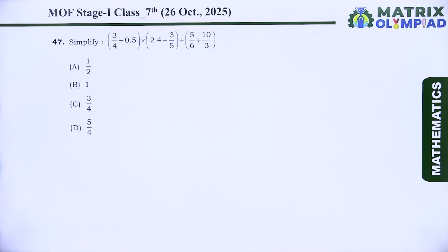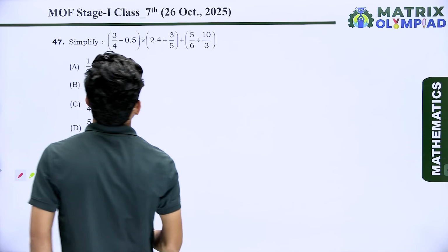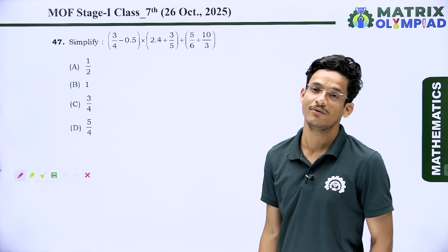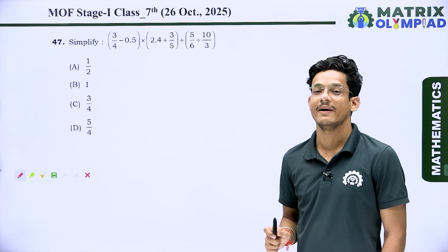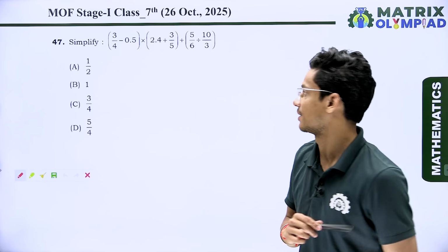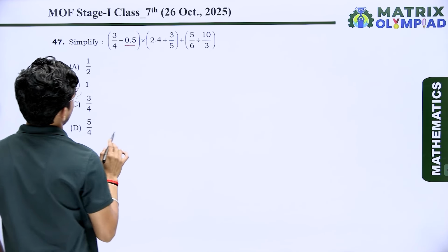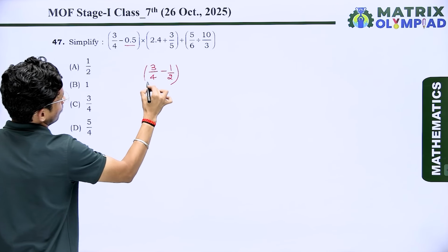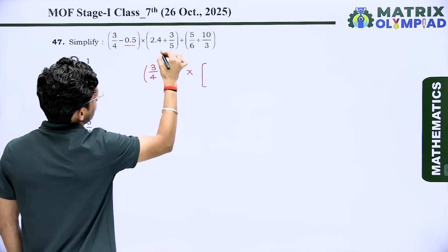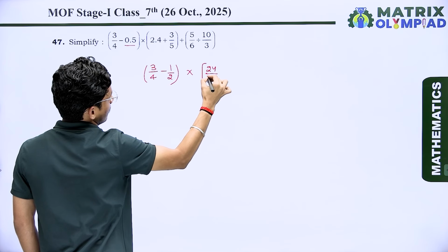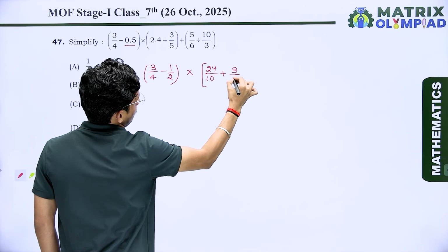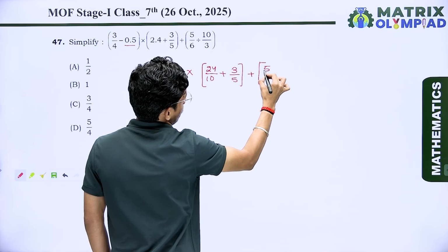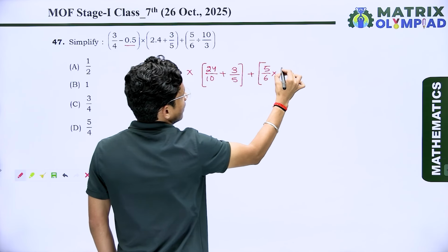Now the next question is based on simplify, and the question is (3 upon 4 minus 0.5) multiply (2.4 plus 3 upon 5) plus (5 upon 6 divided by 10 upon 3), and we have to simplify it. So we know 0.5 is equal to 1 upon 2. So here I can write 3 upon 4 minus 1 upon 2 multiply. Here I can write 2.4 as 24 upon 10 plus 3 upon 5 plus (5 upon 6), we convert division into multiplication, and here I can write 3 upon 10.